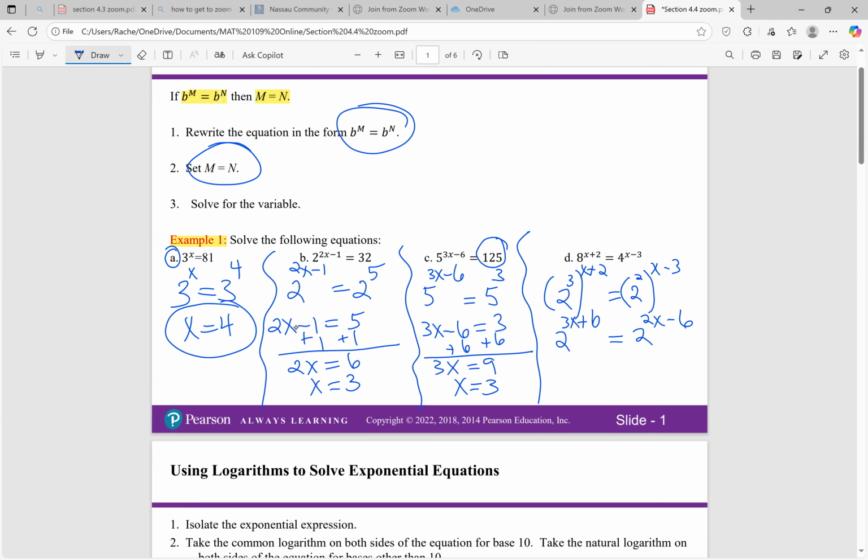So now in order to solve for x, I could set the exponents equal to one another. So I'm going to get 3x plus 6 equals 2x minus 6. So I'm going to subtract 2x from both sides, and then I'll subtract 6 from both sides. So 3x minus 2x is going to be 1x, and that's going to equal negative 6 minus 6, which is negative 12. So x is equal to negative 12 in this instance.